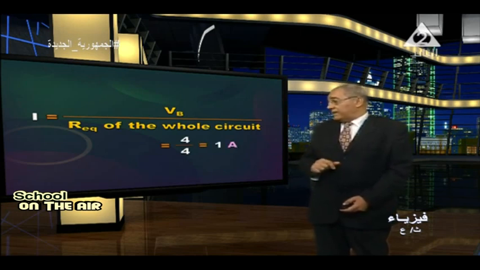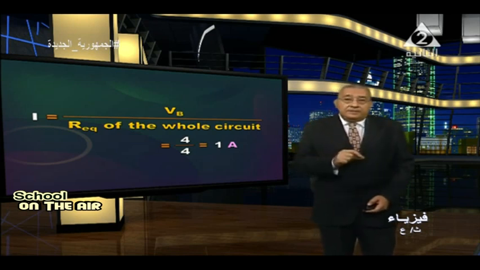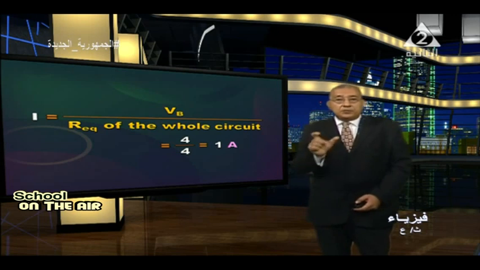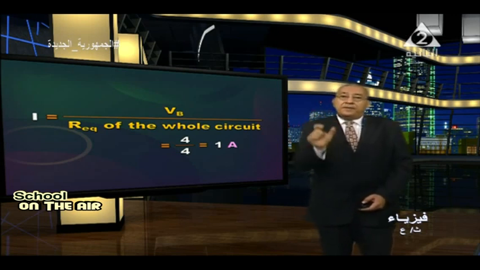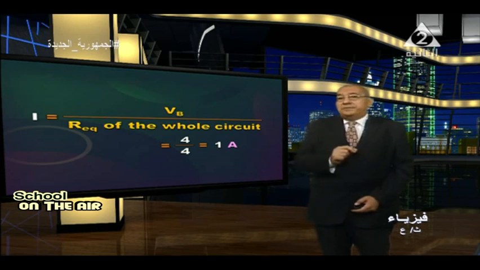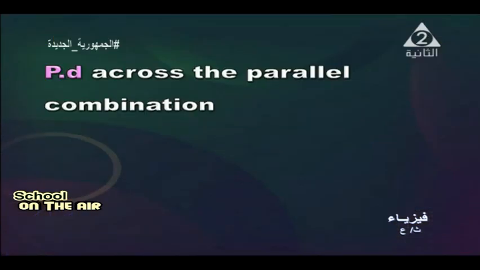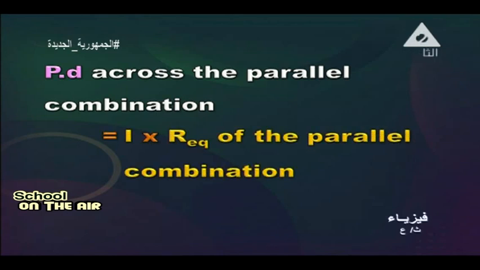And to calculate the current in a combination connected in parallel, we need to calculate the voltage across this particular combination. The voltage equals current times the resistance of this combination only. So potential difference across the parallel combination equals 1 times R equivalent of the parallel combination. So it is equal to 1 times 2, it is 2 volt.